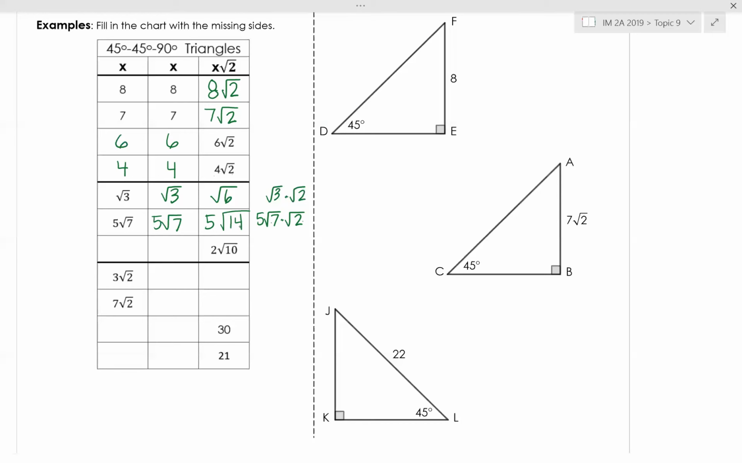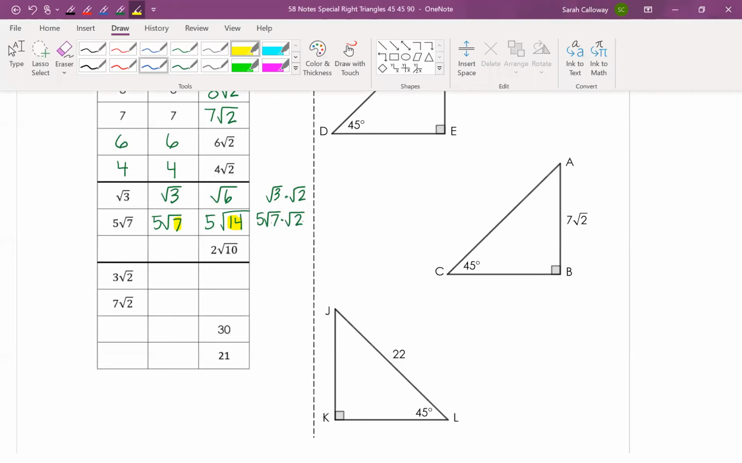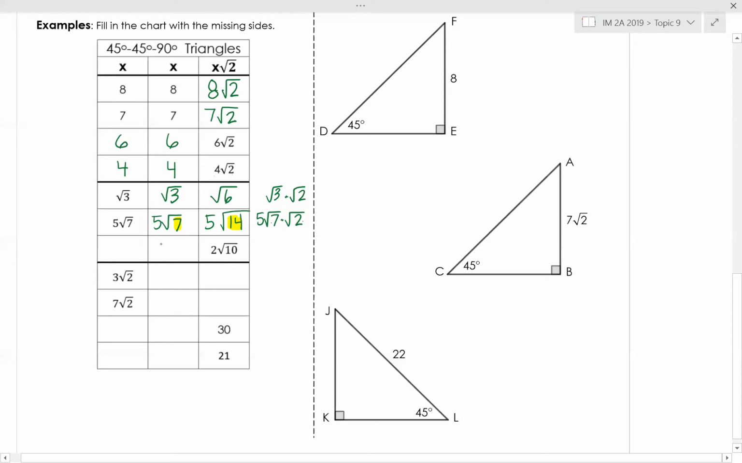The next one's a little bit more complicated. So if I think about the relationship that I have here, I have 5 radical 7, 5 radical 7, and then 5 radical 14. If we look at these numbers, notice that 14 is 7 times 2. So if I think about just dividing 14 by 2, that gives me the value for x. So if I think about dividing the number inside the radical by 2, that would mean that this would be 2 radical 5 for x.